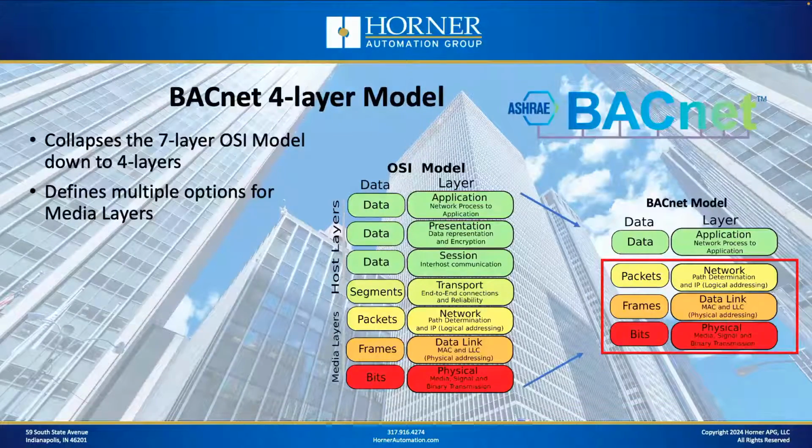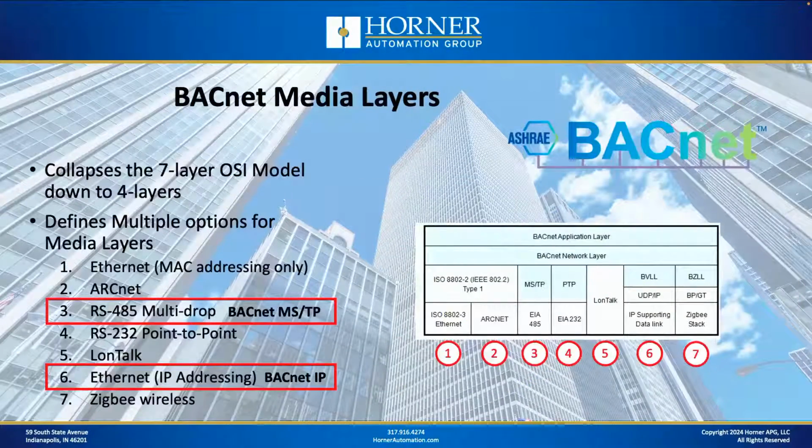Okay, now BACnet, as we dive into the protocol just a little bit today, we won't get down into the weeds, but BACnet as a protocol follows the standard OSI model, but it collapses the 7 layers down to 4. And it also defines multiple options for the media that you might use for your network. What we mean by that is, you might be running your network wirelessly, you might be running it on Ethernet, you might be running it on RS-485, RS-232, all sorts of other options.